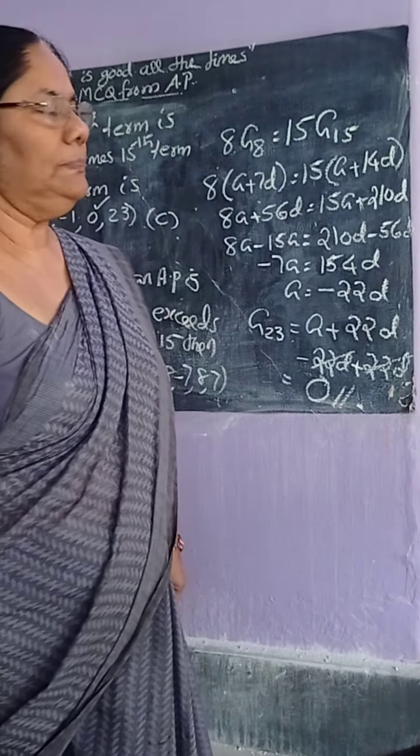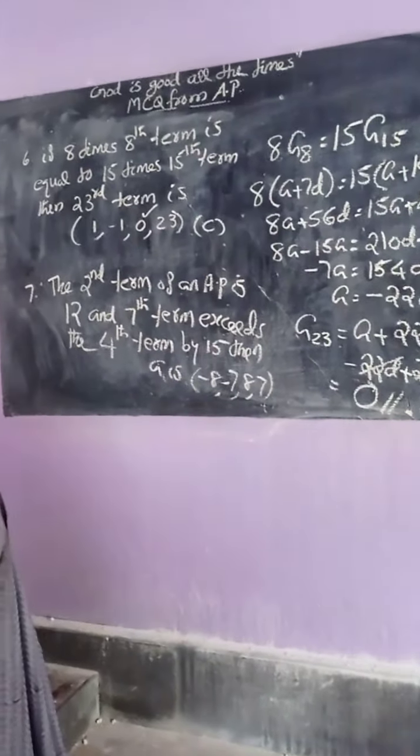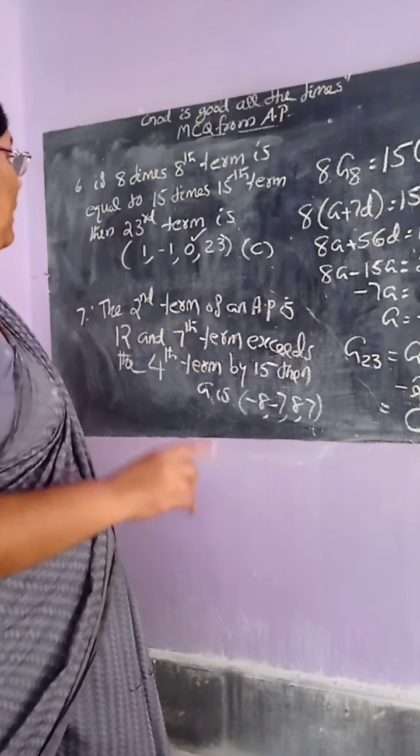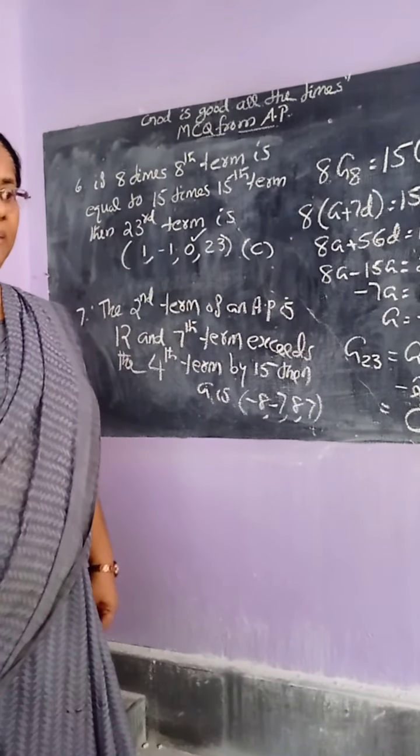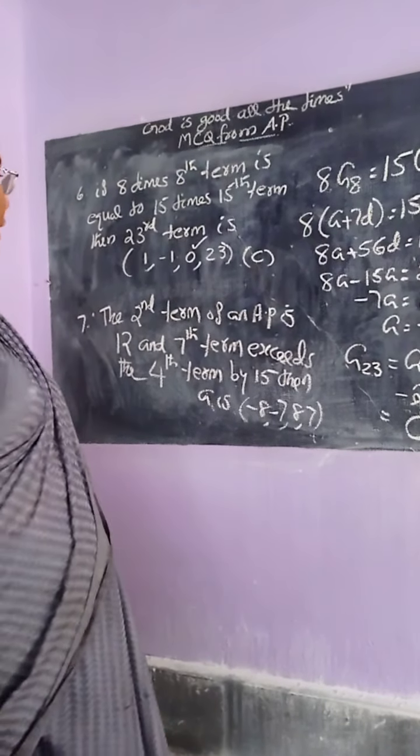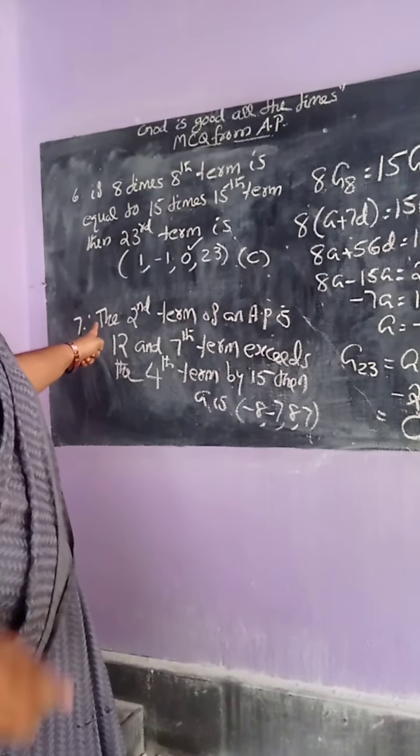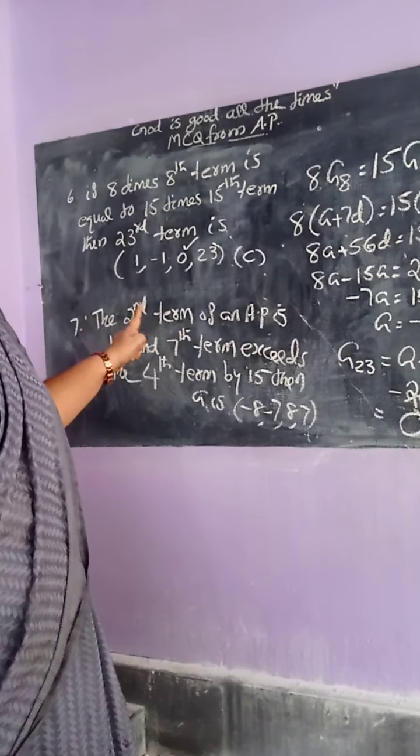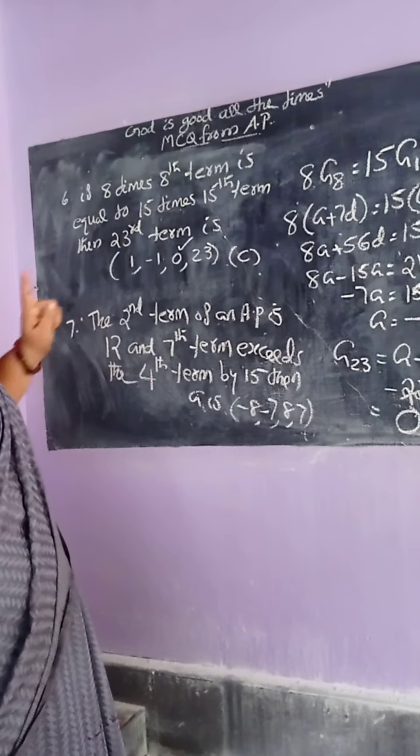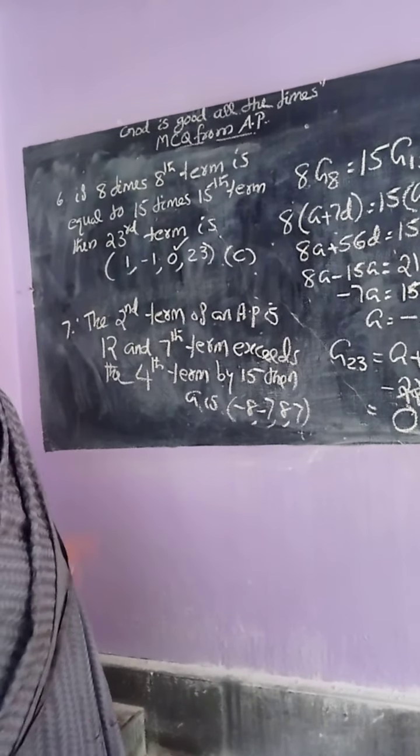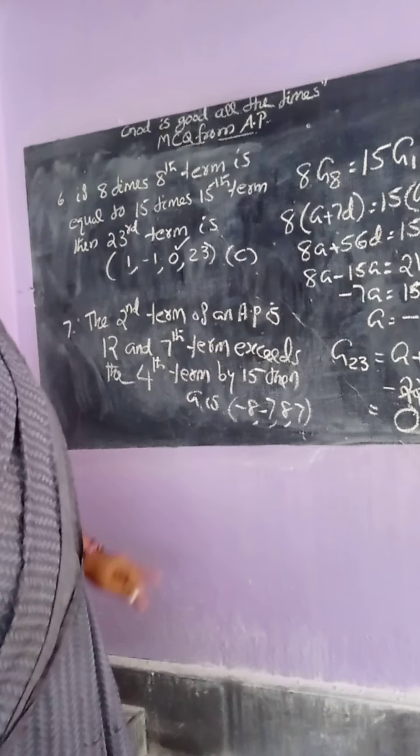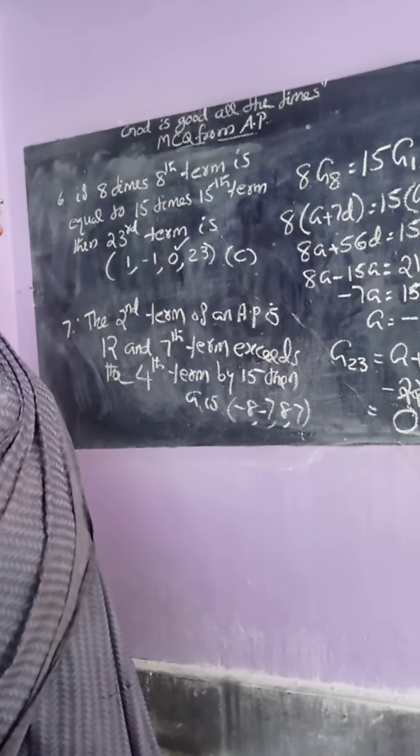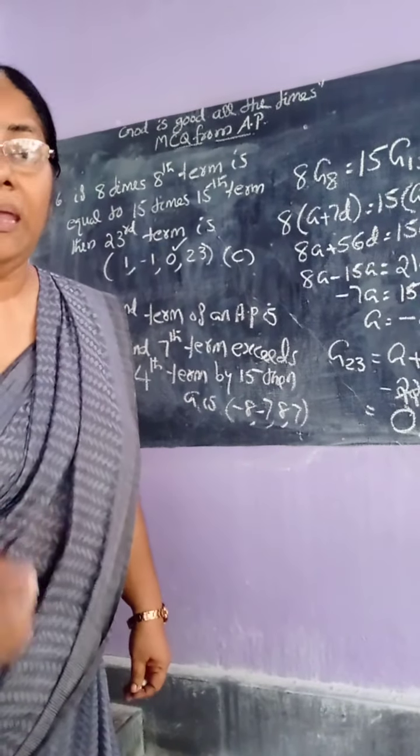Understand? Then copy the 7th question. I will read the 7th question. The second term of an AP is 12. And write the next sentence very carefully. The 7th term exceeds the 4th term by 15. Then A is.